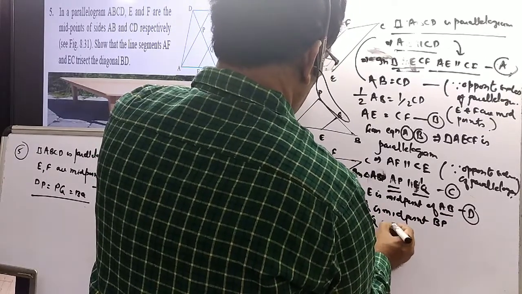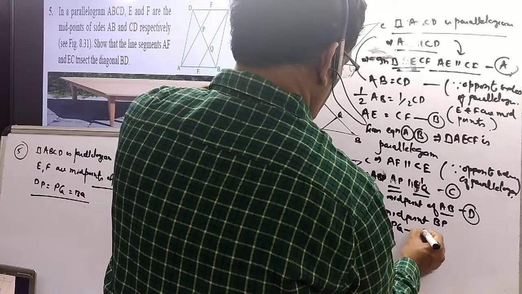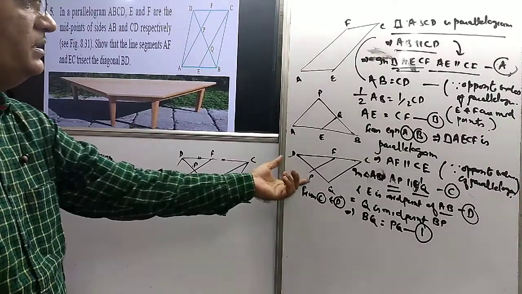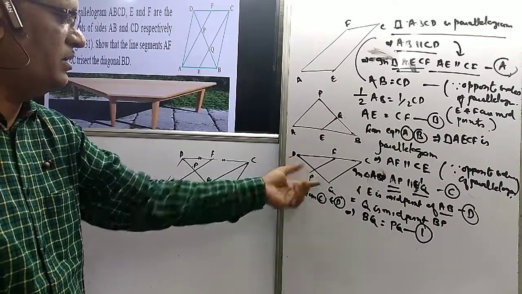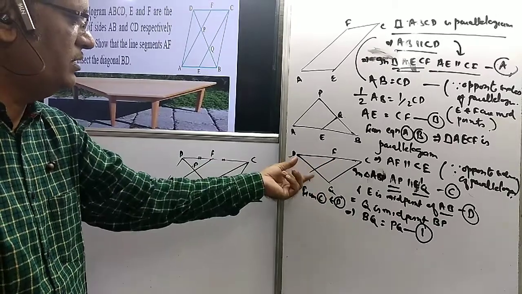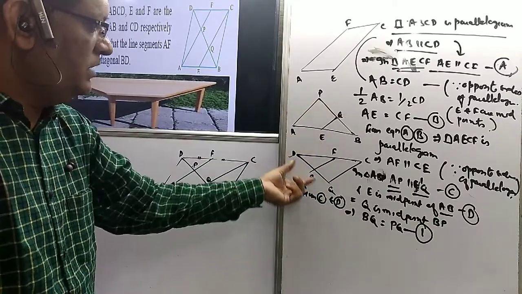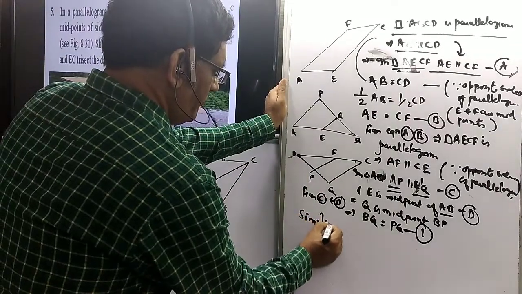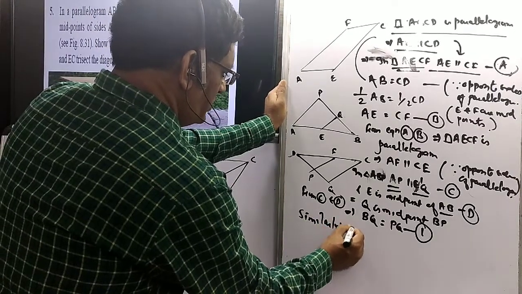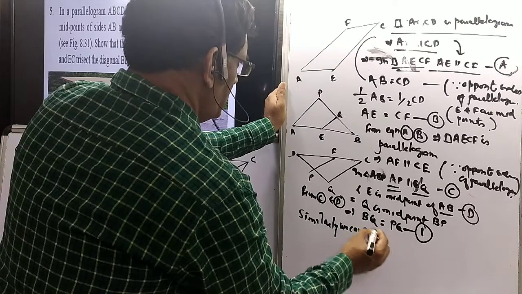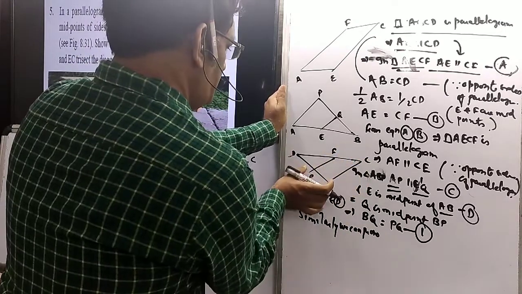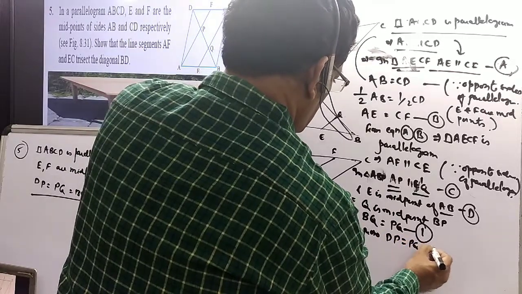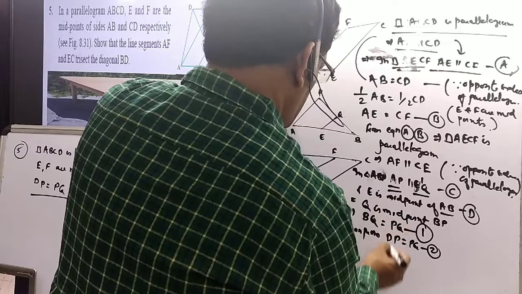And if Q is the midpoint of DP or PB, it implies BQ equals PQ. This is equation number 1. Similarly, in the same manner, we can prove that DP equals PQ. This is equation number 2.